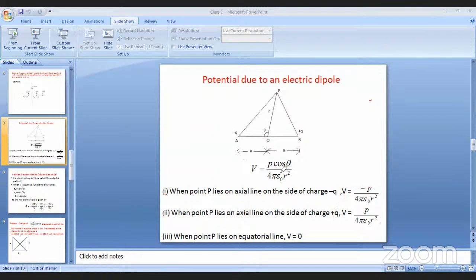When the point P lies on this equatorial line, the theta will become 90 degree. So the potential will be 0. So this is the electric potential due to an electric dipole. So very simple equation this is. Of course, the derivation is a little bit lengthy, but we are not bothered about the derivation here. We need to understand the final result only.